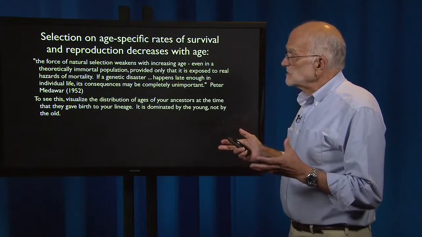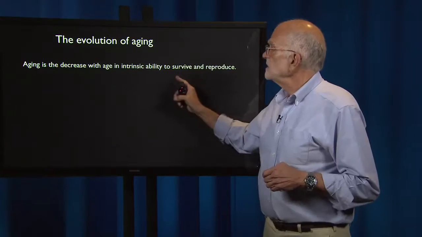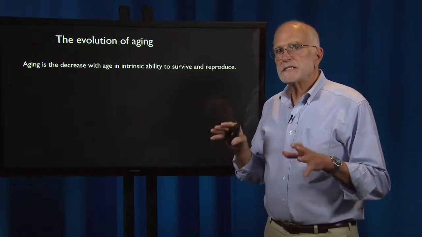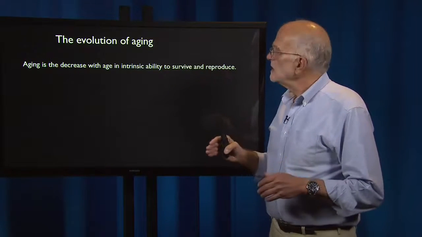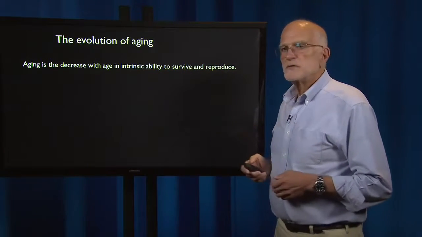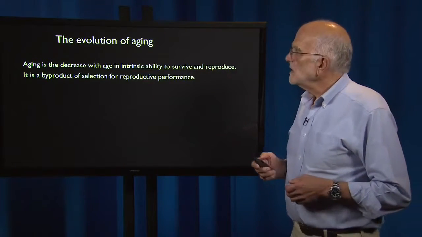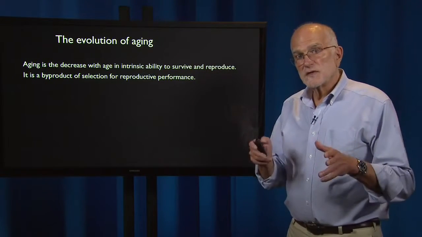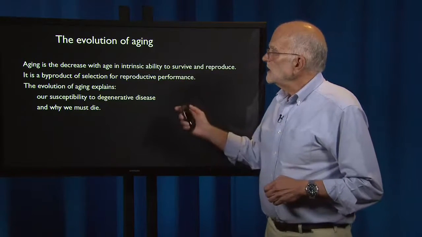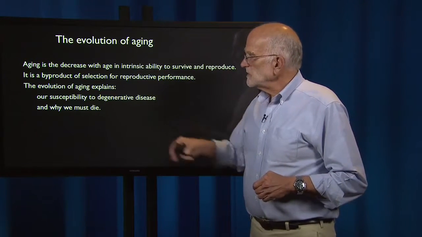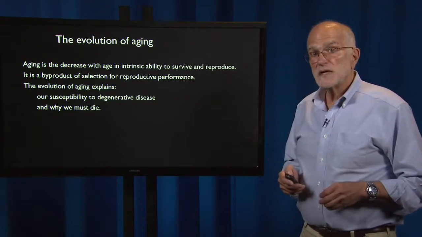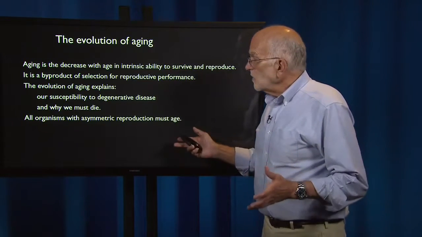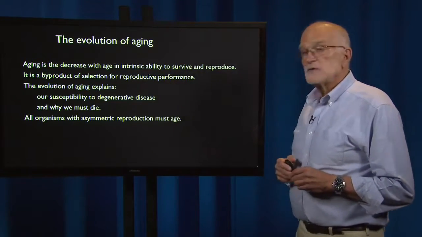So, the intrinsic ability to survive and reproduce. We're focusing on things that are happening inside the organism as it ages that make it less able to survive and reproduce. It is a byproduct of selection for reproductive performance. It's not selected directly. And it explains both our susceptibility to degenerative disease and why it is that we must die. All organisms with asymmetric reproduction must age.